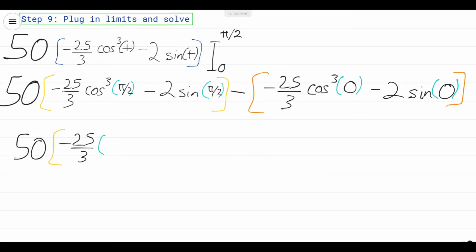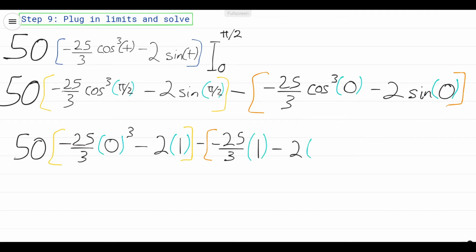So we know cosine of pi over 2 is 0, and we're going to cube that, and then minus 2 sine of pi over 2, which is 1, and then minus negative 25 over 3 cosine of 0, which is 1, and when we cube it, it's just 1 cubed, and then minus 2 sine of 0, which is 0. Now we're going to cross out the 0 terms, so that term zeroes out, and this term zeroes out. And we're going to identify what we're left with.